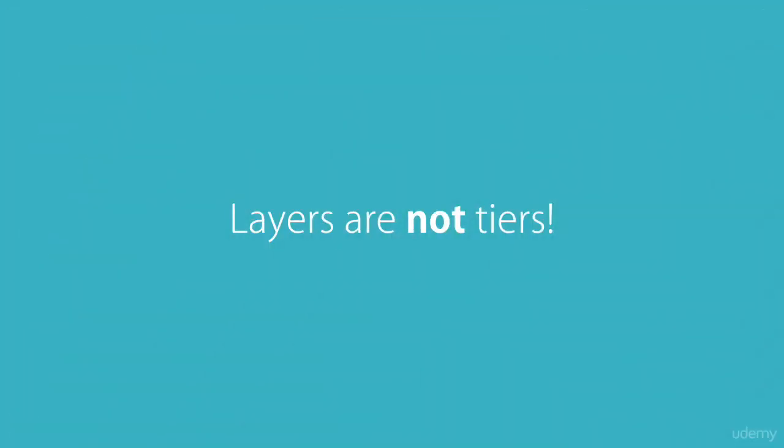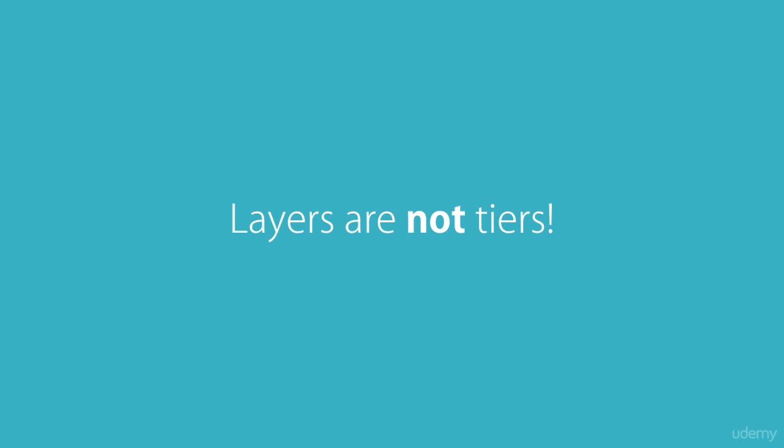For starters, layers are not tiers. Tiers are about the physical distribution of your software. So, when you distribute different pieces of your software to different machines, that means you have multi-tiered architecture. As an example, web applications often have three-tiered architecture. So we have the client machine, where the browser is running, we have the web server, and we have the database server. Now, of course, all of this can be on the same machine, but they can also be distributed to different machines. So this is tiers.